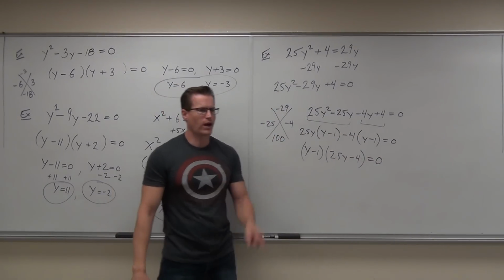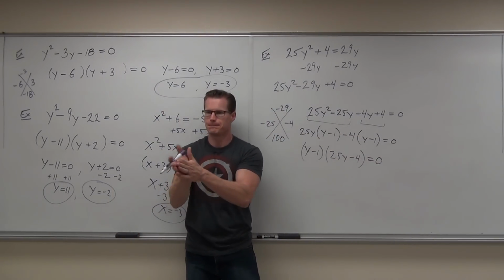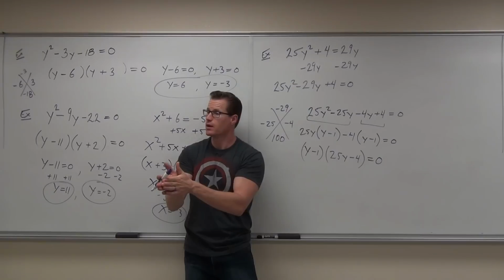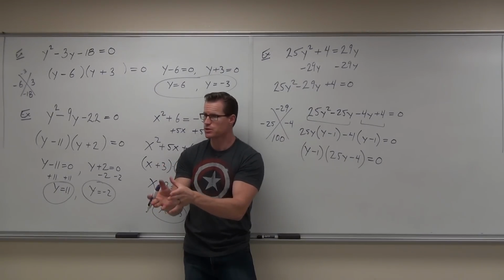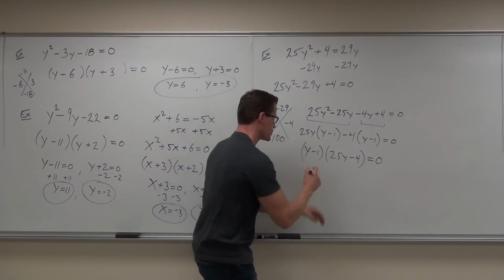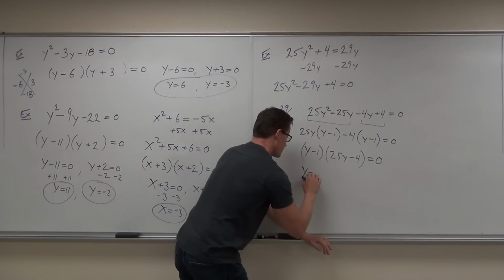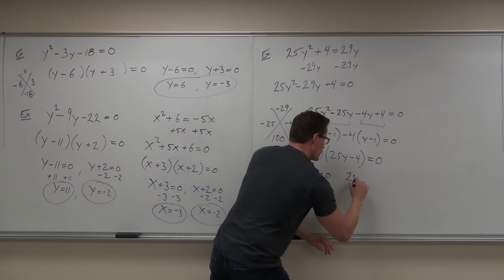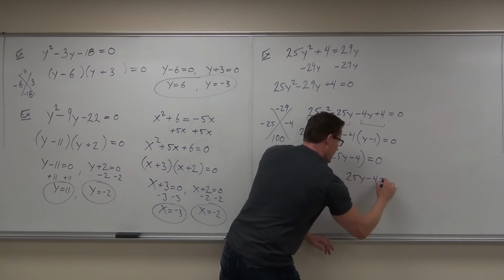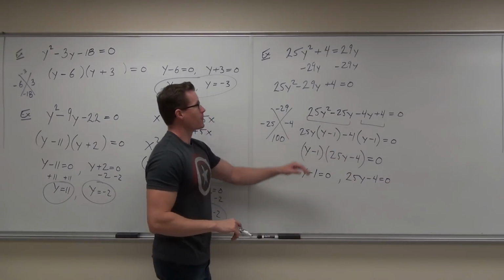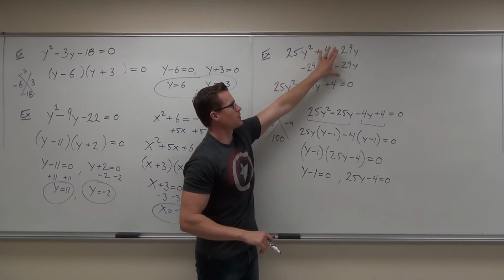Why aren't we done? Because it's set to 0. Still an equation equals 0. And I'm asking you to solve. If you have an equal sign, I'm asking you to solve. I'm asking you to get down to setting each of these factors equal to 0, and then solving for y. That's what we want.